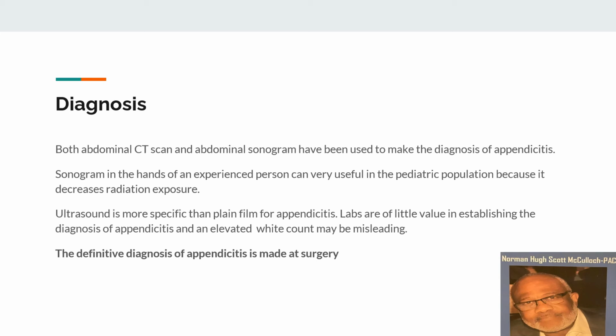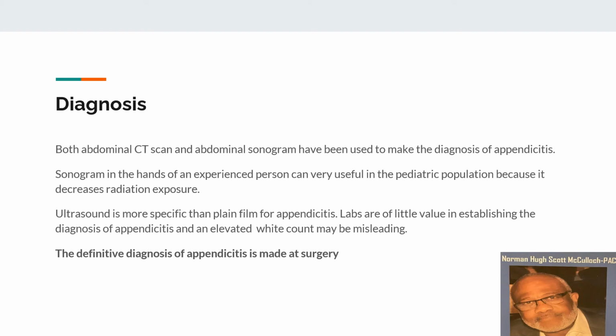The diagnosis. Both abdominal CT scan and abdominal sonogram have been used to make the diagnosis of appendicitis. Sonogram in the hands of an experienced person can be very useful in the pediatric population because it decreases radiation exposure. Ultrasound is more specific than plain film for appendicitis.